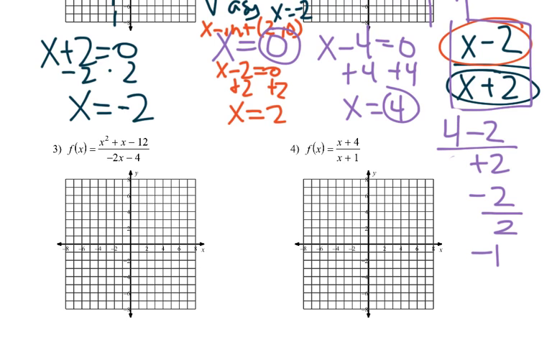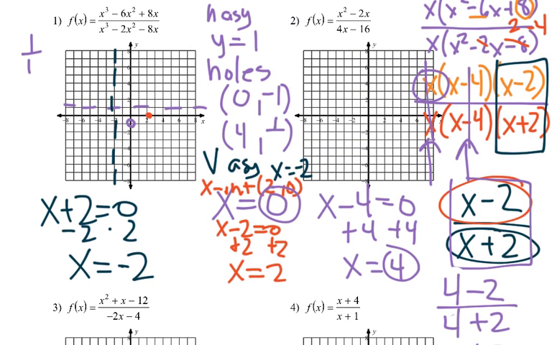So I go 4 minus 2, 4 plus 2. So 4 minus 2 would be a positive 2. 4 plus 2 would be a 6. 2 over 6 is 1/3. So at 4, we go up to 1/3, right about there would be a hole. Okay? Now we can piece it together.